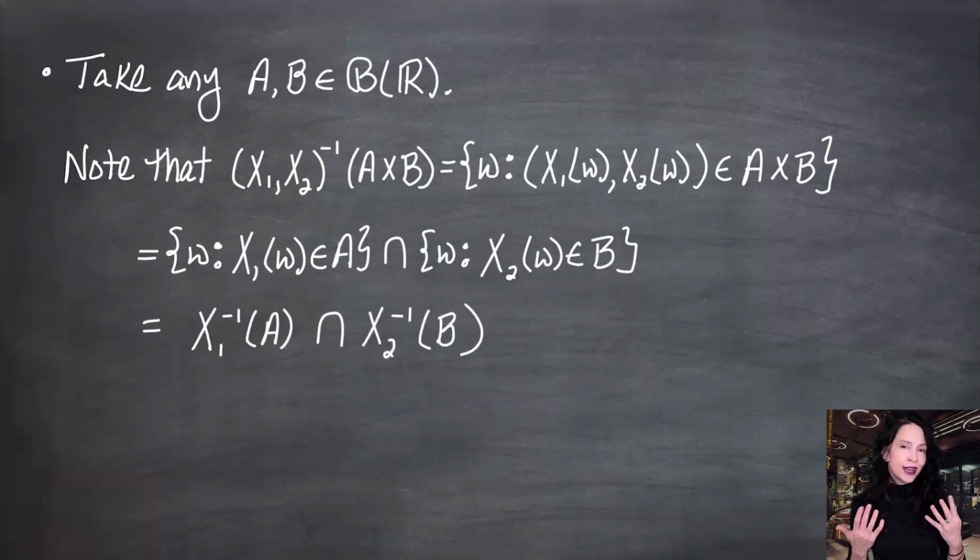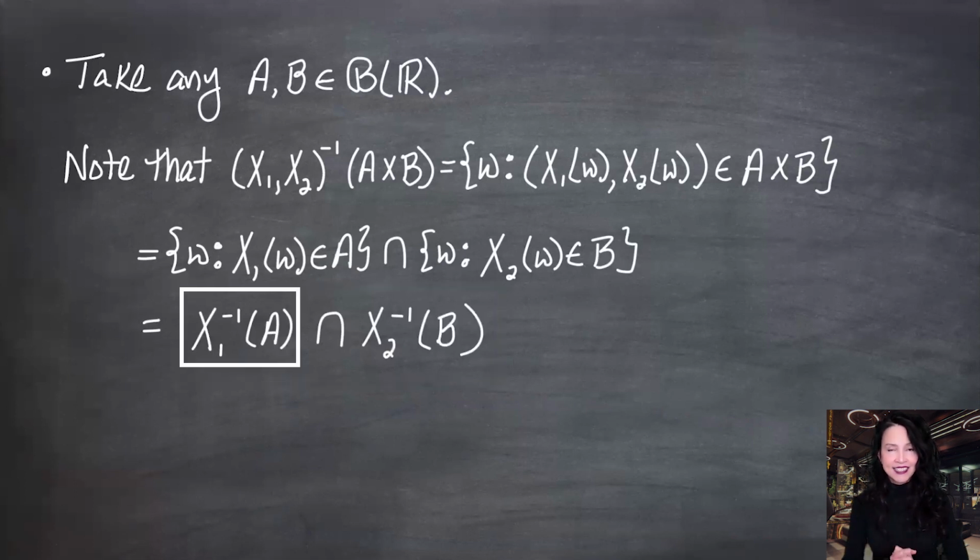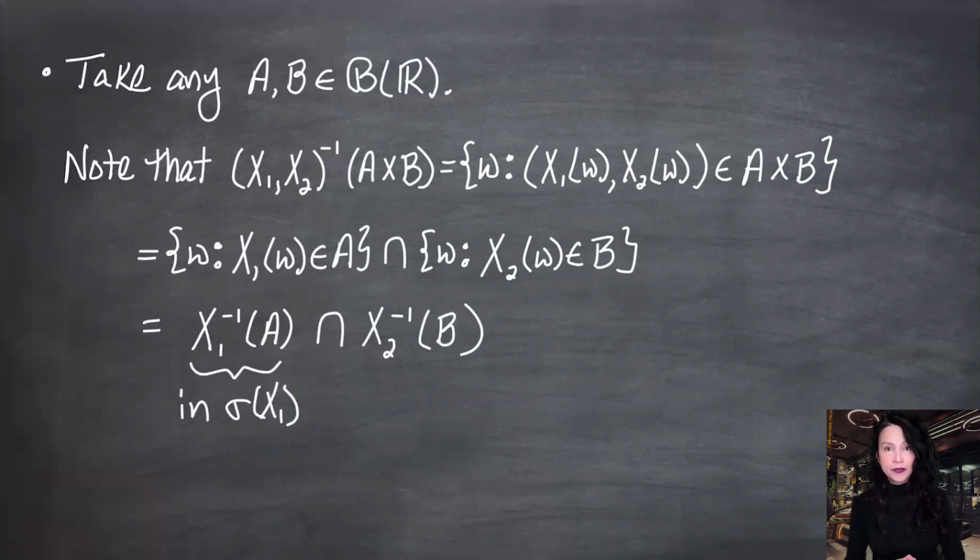And yes, you can go directly from here to here. It's just, if you're not comfortable with the notation, I'm trying to write out every little piece for a while. So that's what we did. This is a set, and this is in the sigma field generated by x1, because A is a Borel set in R1, and the sigma field generated by x1 is characterized by inverse images of Borel sets. Similarly, this is in the sigma field generated by x2.